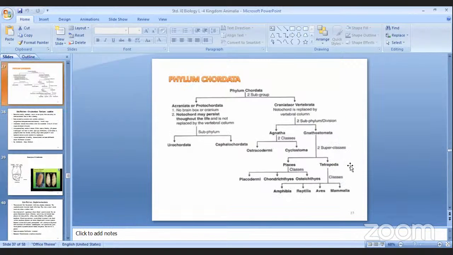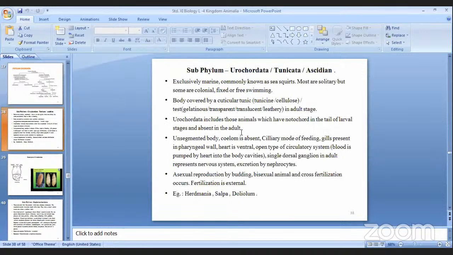Next, now this is what I told you first also, that this is the chart which we are going to complete today. One by one we will go stepwise. Already I have discussed this chart in the first slide. Next, we'll start with the first part, that is the subphylum Urochordata.